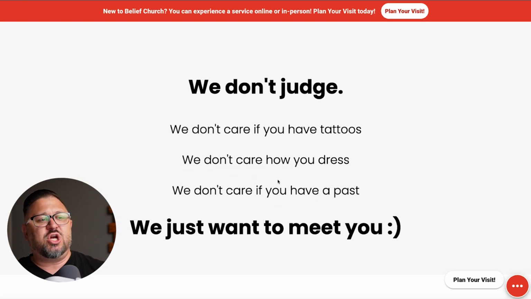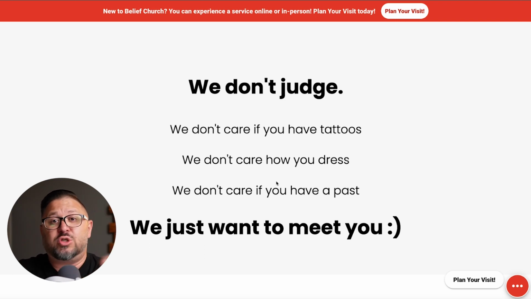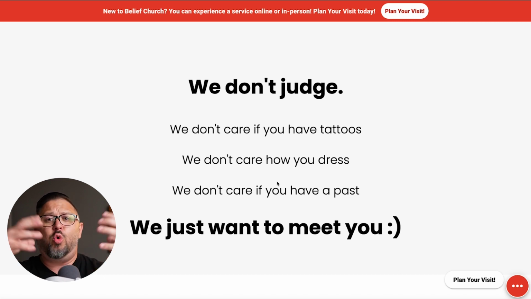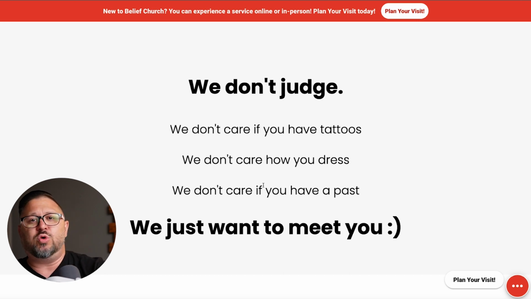So again, hey, we don't judge. We don't care if you have tattoos. We don't care how you dress. We don't care if you have a past. We just want to meet you. Again, we're speaking to them. We're talking about them, not about us. We're not talking about what we believe or any of these kinds of things. We're always talking about them. People don't care that your dog died. They care that their dog died, right? So we're not going to talk about us because they don't care about us. They care about themselves. That's just how people are. It's how we're wired. So we're talking about them, right?